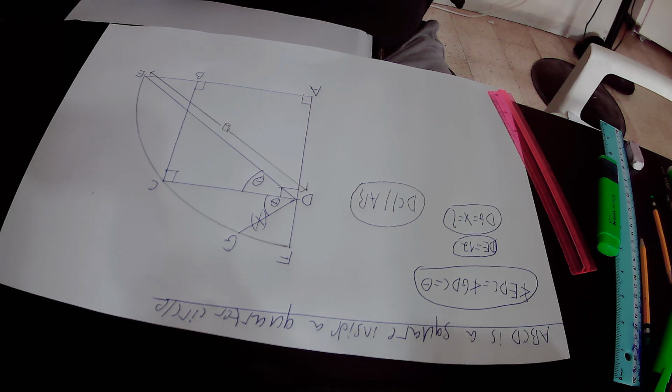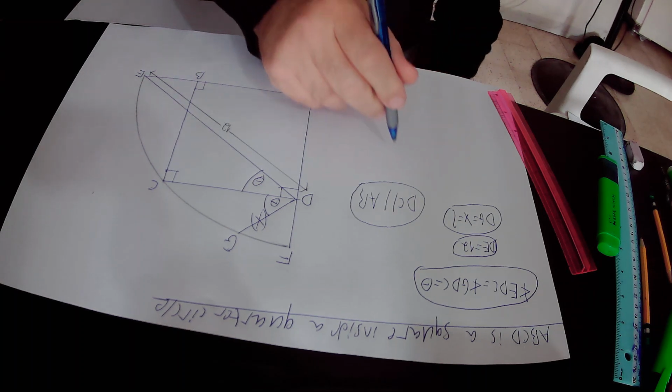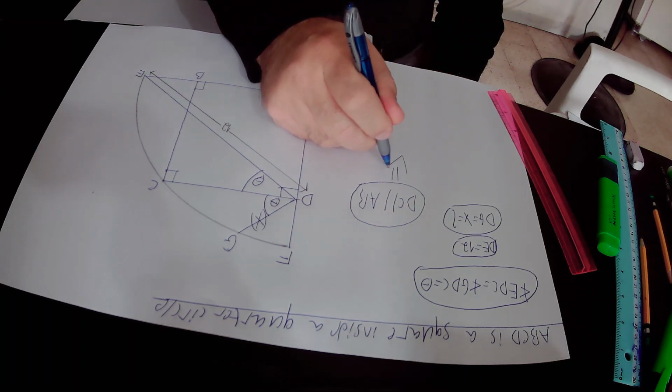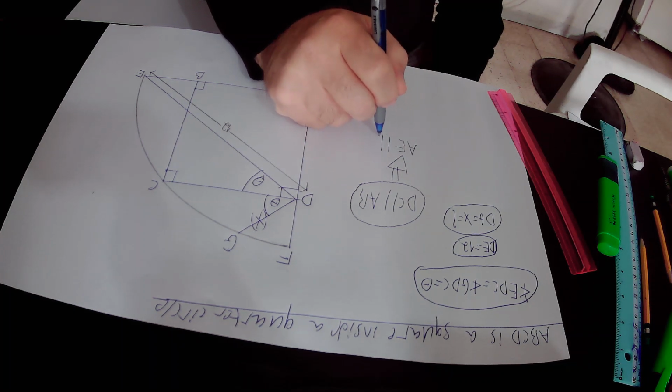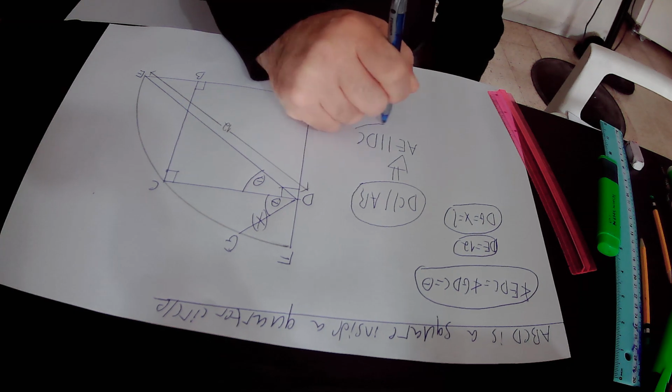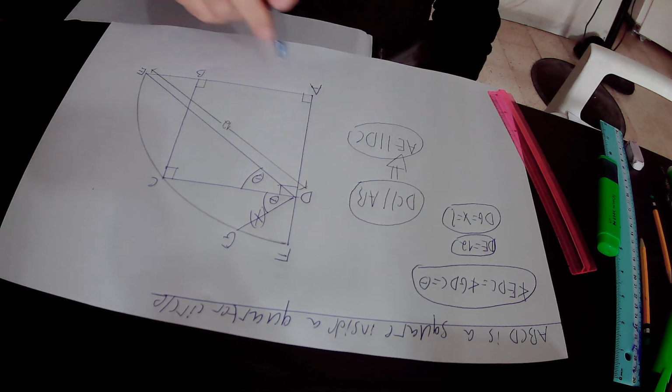And so if part of a straight line is parallel to another straight line, then the straight line itself must also be parallel to the other straight line. Therefore, the straight line AE itself must also be parallel to DC. So AE is parallel to DC.